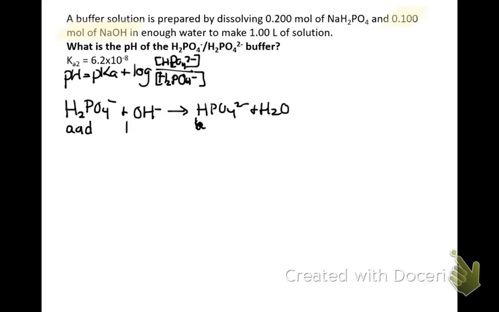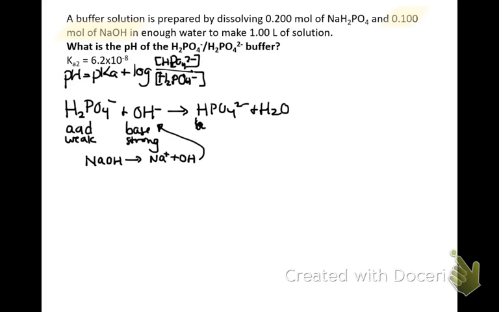Here's the strong base. When NaOH dissolves in water, it's going to form Na plus and OH minus completely. Also, this neutralization reaction between a weak acid and a strong base proceeds to completion. You notice there's no equilibrium arrows there. So we basically need to figure out how many moles of each thing we have.